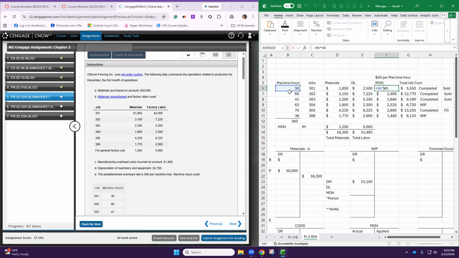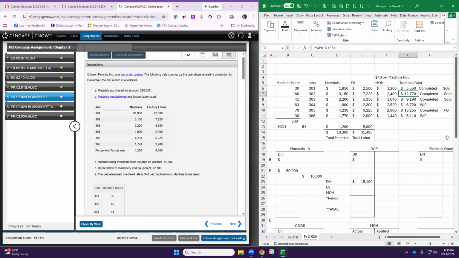I took 30 hours, so I made a machine hours column on this side of jobs. And I took each of those machine hours times $40 because that's how much overhead is. So then I totaled the materials, the direct labor, and the manufacturing overhead for each job.